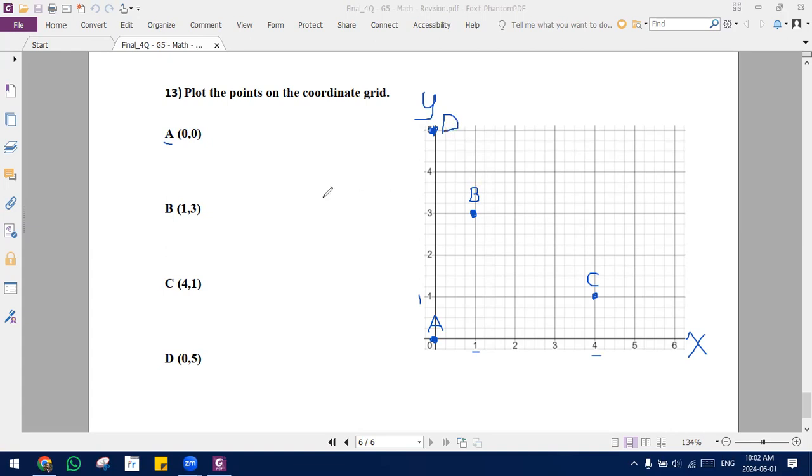So this is the opposite of question 12. Here you have the coordinates. You need to plot them on the coordinate grid. That will actually be on the exam. It will be like this, squared, with these axes. You don't have to draw them. It will be there in the exam paper.